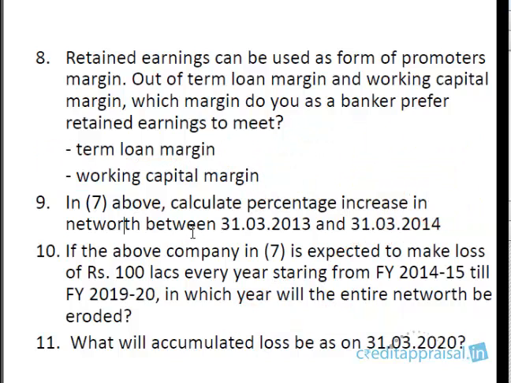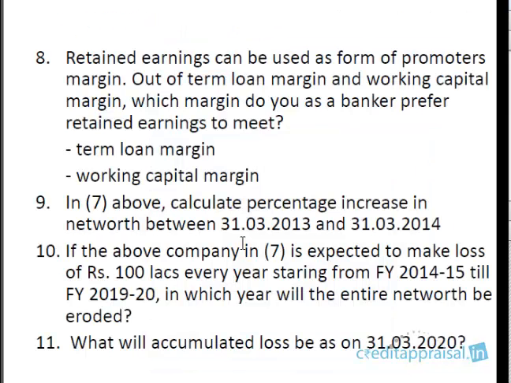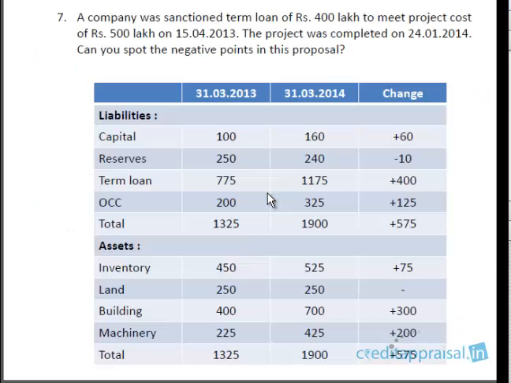So next question, question 9 is in 7 above. That is the table which we discussed, right? This is the table, right? So in 7 above, calculate percentage increase in net worth, right? Percentage increase in net worth between 13 and 14. So you have to calculate what is the increase in net worth. So net worth, again we are very clear, right? We discussed what is net worth.